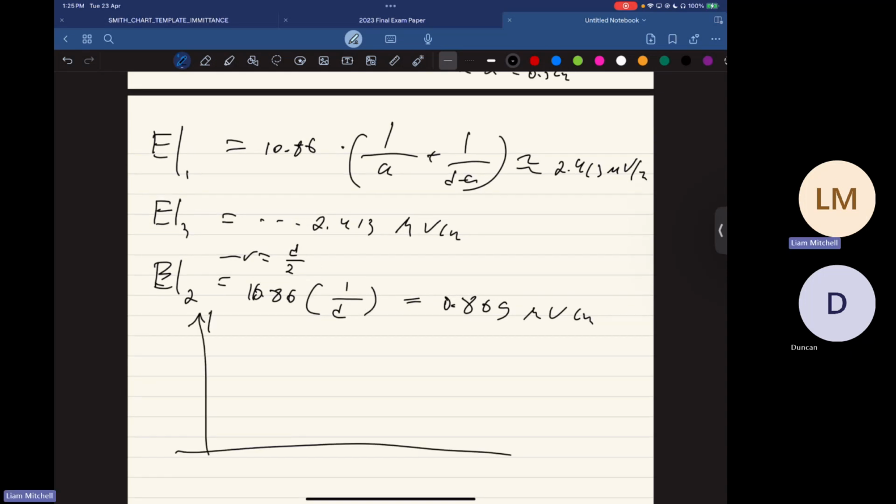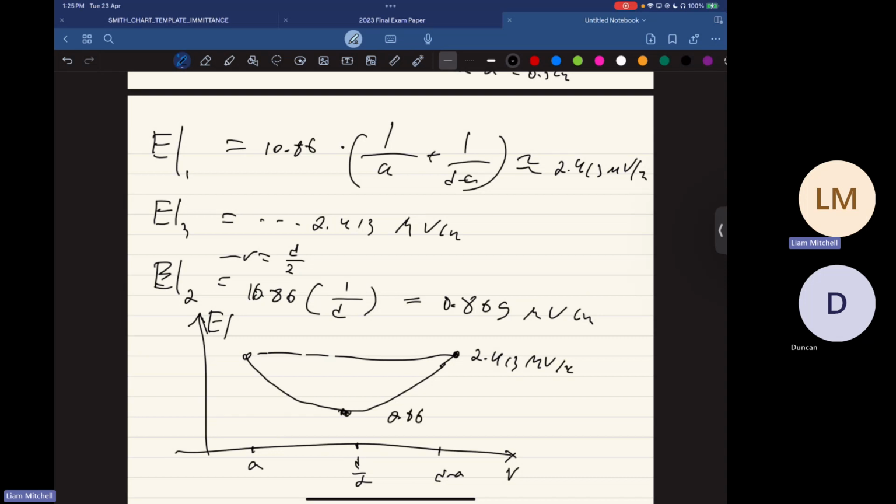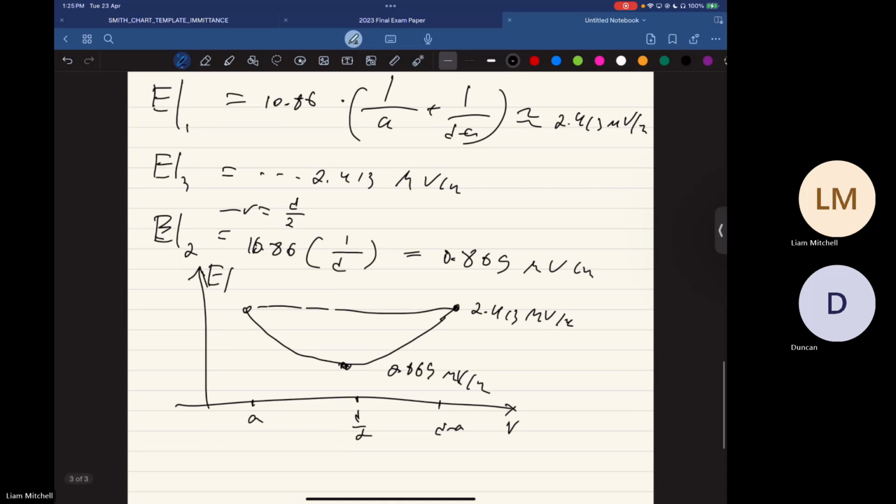And if you draw it, this is our magnitude of E, our R, the middle point, D on 2, this is A, D minus A. We're going to have something like that. Here it's going to be equal to 2.41 megawatts per meter. And here, the minimal point is 0.869 megawatts per meter. Good.